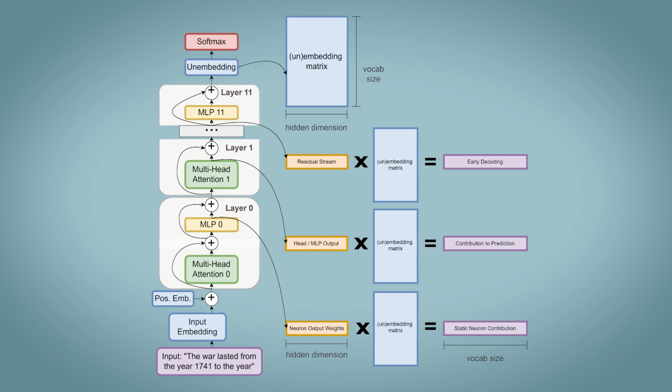For example, if we multiply an earlier layer's output by this matrix, we can do early decoding, finding out the model's intermediate predictions. On the other hand, if we multiply the output of an attention head by this matrix, we can see how it contributed to model predictions. Doing this is called the logit lens.